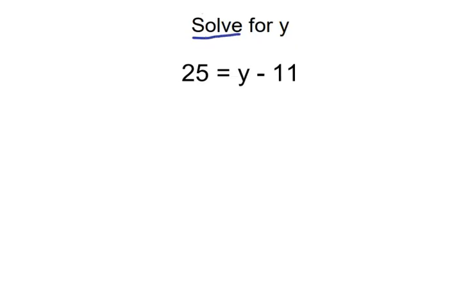Now we are going to solve for y, which means we just need to get the y on this side of the equal sign all by itself. All right, well, that's pretty simple because we just need to utilize the opposite operation of what's happening here. So if we have our y minus 11, you have a debt of 11. So how would you get out of debt? Well, you would add 11.